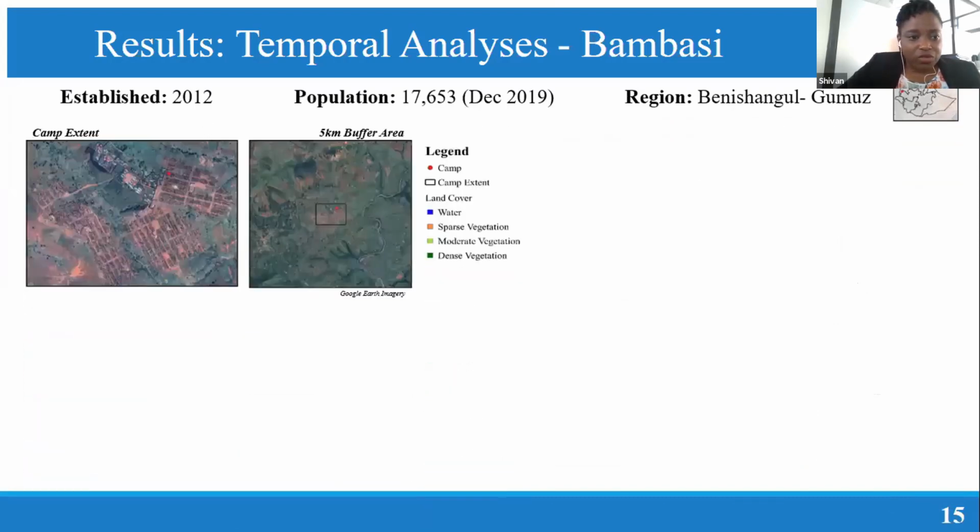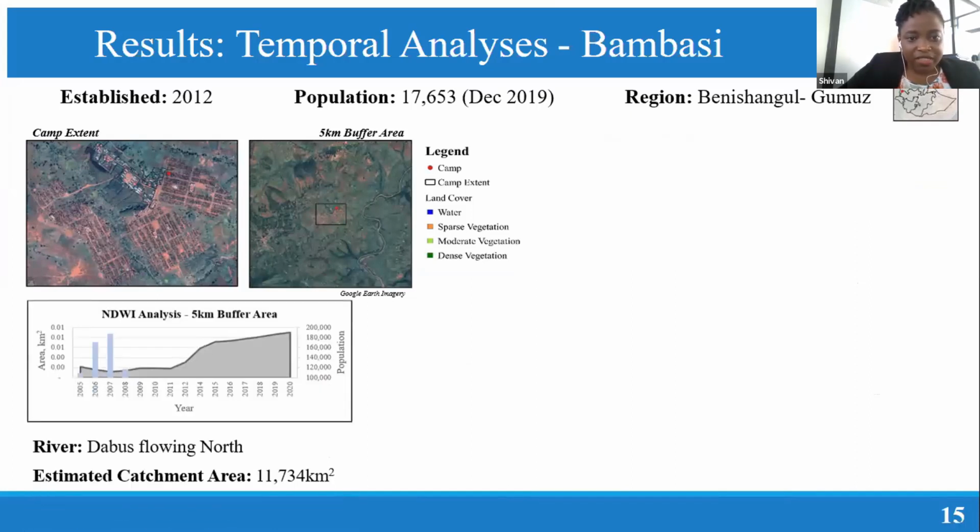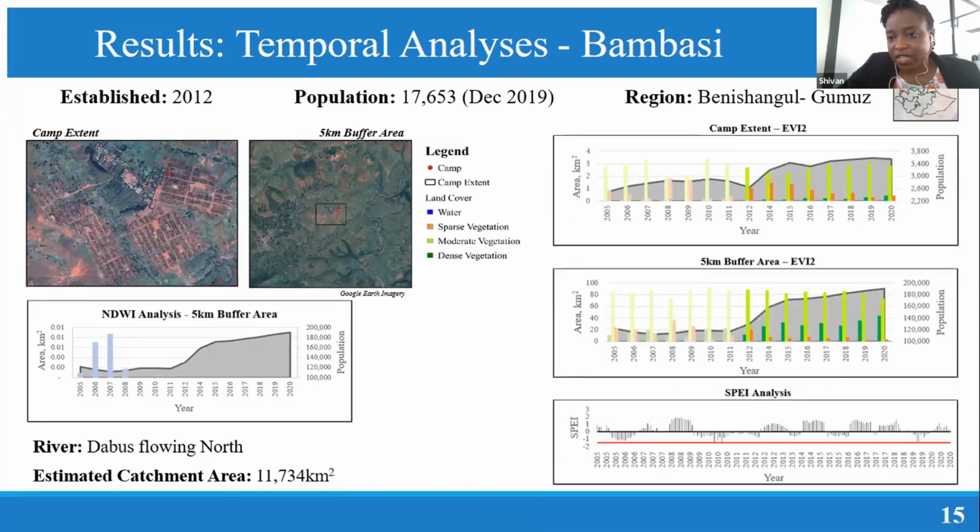When we get a closer look at this camp, we see the actual camp in a zoomed in image from Google Earth imagery. And there's a river that is crossing the study area. This is the Dabus River. It's flowing north. At the northmost point, the catchment area is 11,734 square kilometers.